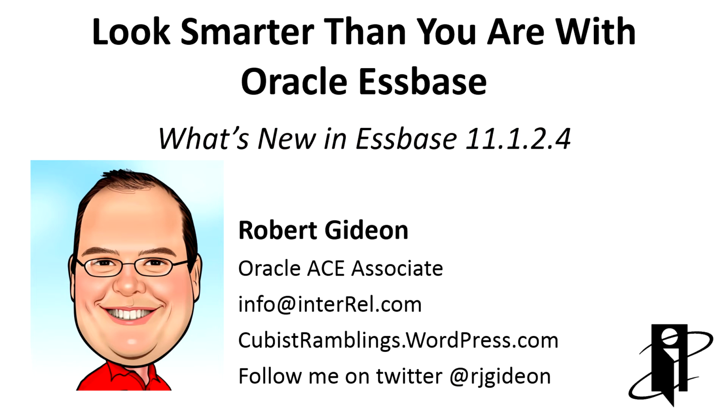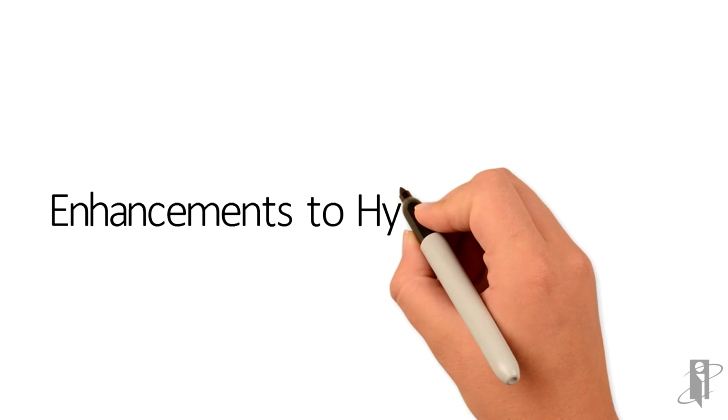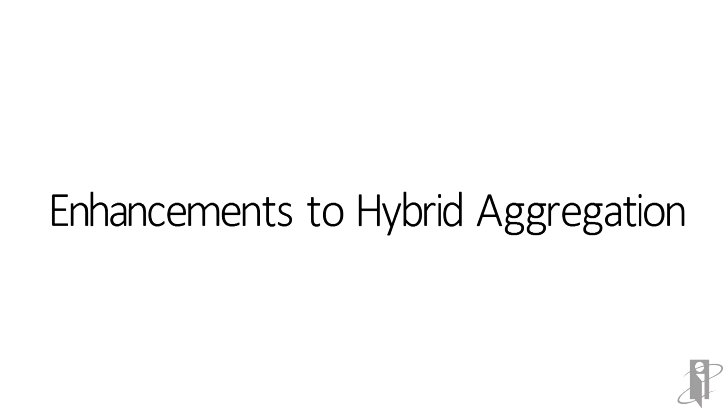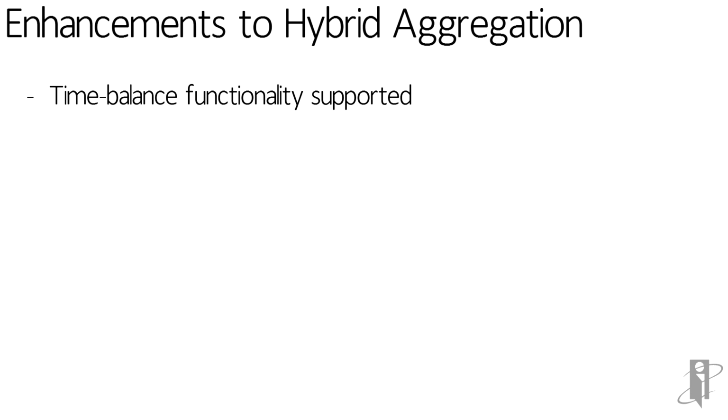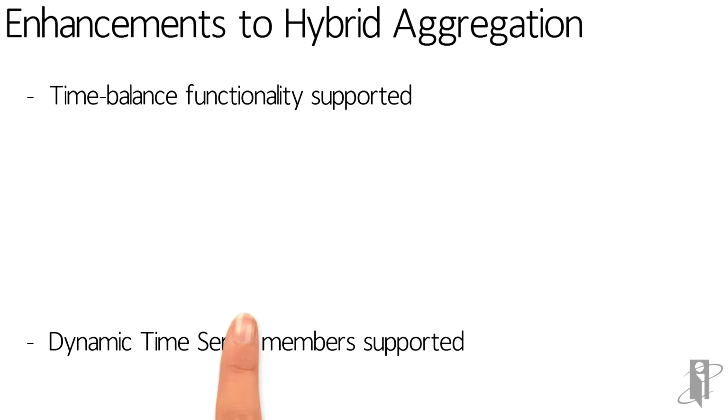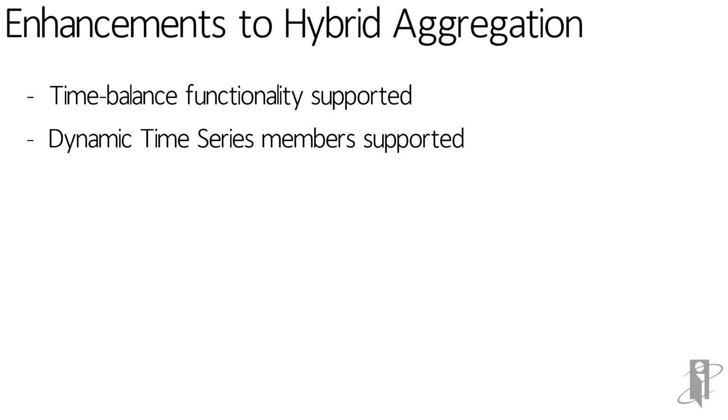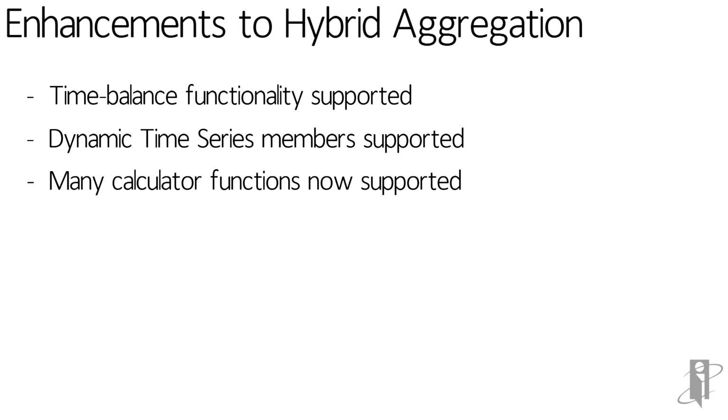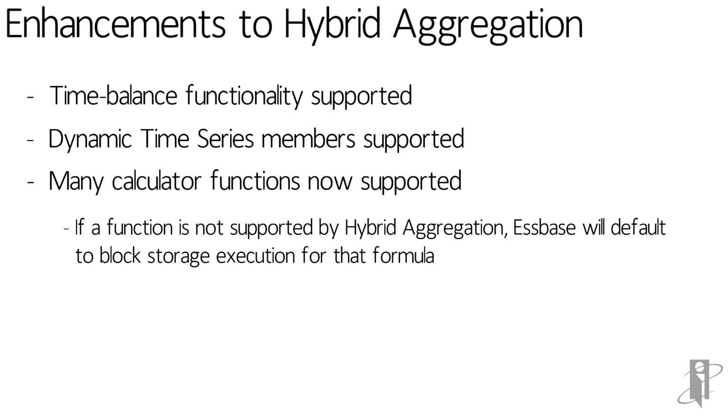What's new in Essbase 11.1.2.4? In version 11.1.2.4, we saw enhancements to hybrid aggregation. Time balance functionality in hybrid aggregation applications is now supported. Dynamic time series members are also now supported. Many calculator functions are now supported in 11.1.2.4. And of course, if a function is not supported by hybrid aggregation, Essbase will default to the block storage method of execution for that formula.